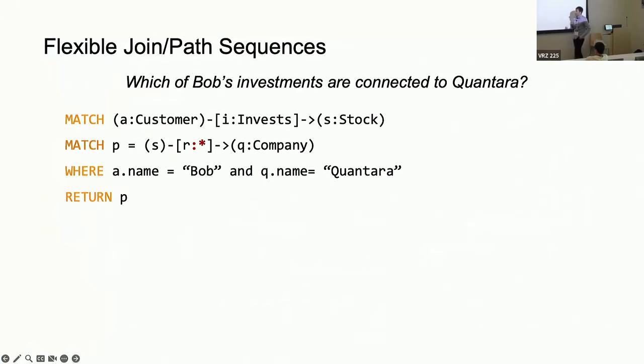But in a query language like Cypher, there's a very elegant way to ask this. So you say, A is your customer, Bob, right? You're interested in the case that Bob invests in a stock S, right? And that stock is somehow connected through some arbitrary sequence of relationships, you just remove the label. You just say, I don't care about the exact sequence of the joins, I don't have that sequence of joins in mind. Just search for it for me by all combinations, okay? All I care is whether there is any connection, could be subsidiary of, majority owner of, supplier of, and any combinations of those, to a company Q where Q is Quantara, okay? So that's a very elegant way of asking this hard query.